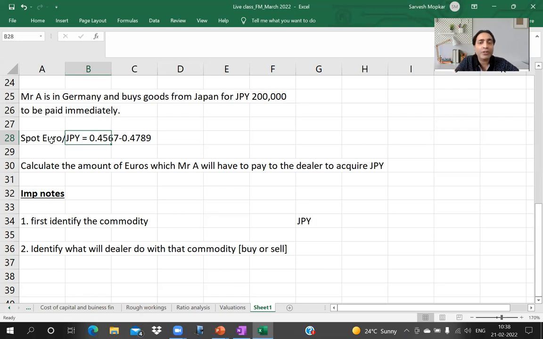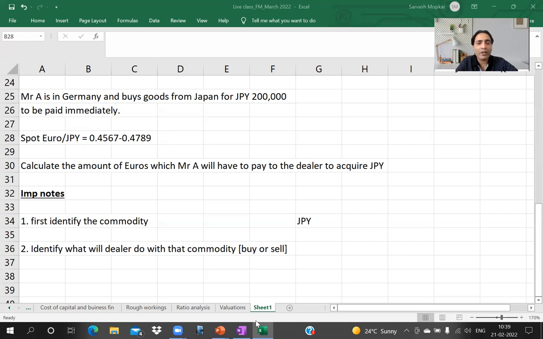So 0.4567 euros is the buy price for 1 JPY, and 0.4789 euros is the sell price for JPY. From the dealer's perspective, if you look at JPY like a commodity, that dealer is selling JPY and also buying JPY. He is ready to buy JPY at 0.4567 euros and he is ready to sell JPY at 0.4789 euros. He wants a higher price for the sale and he wants to pay a lower price for the purchase of the commodity, the JPY. Now, does it make sense?